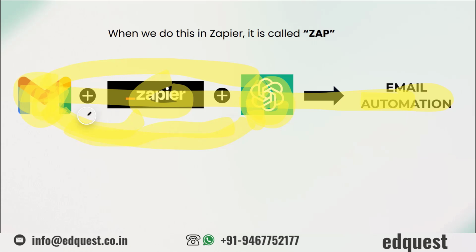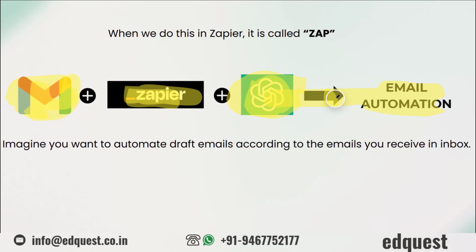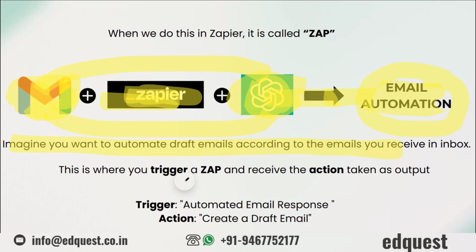So now in this example, we can clearly understand how Zap, Trigger, and Action work. After going through this example, you might have a knowledge of how these things work. Now you can visualize how Gmail and ChatGPT correlate with each other through Zapier and give us a process of email automation. Now you can easily figure out the trigger was a new email and the action taken was creating a draft email. So this is how a Zap, a Trigger, and an Action work.